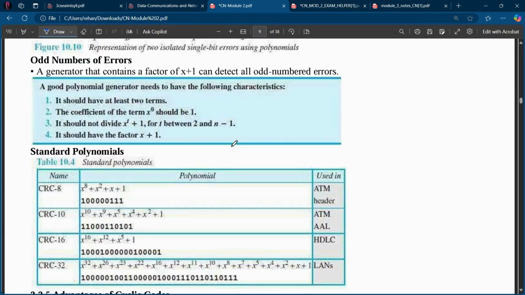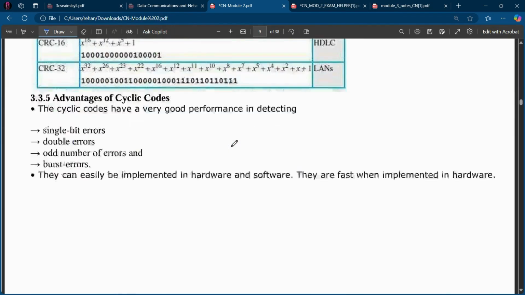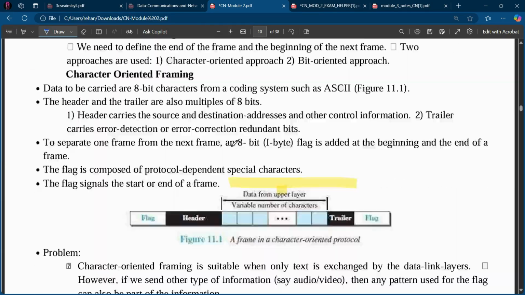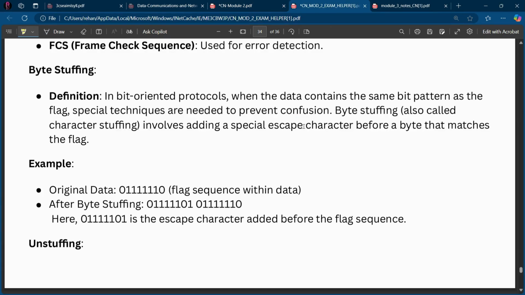You can use this example. Okay, it comes here, right? So here, see, byte stuffing and unstuffing. This is the diagram. The original data is 1 6 times 1 0 6 times 1 0, the flag sequence within the data.